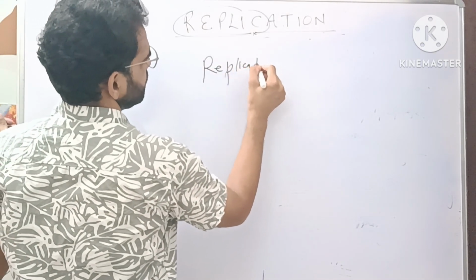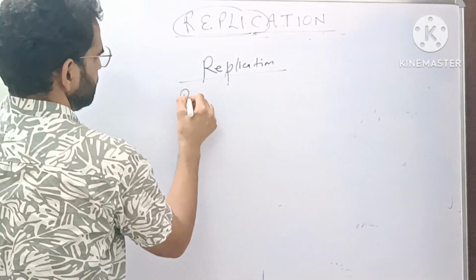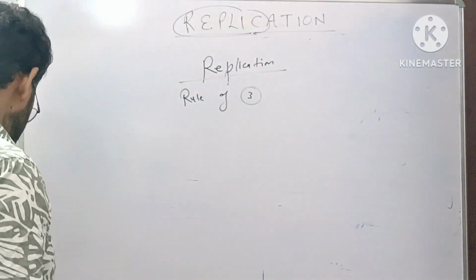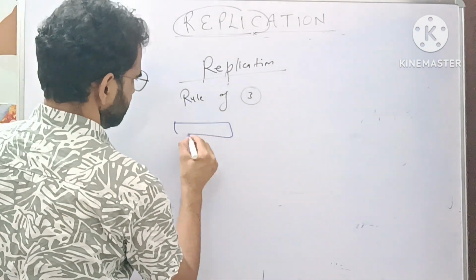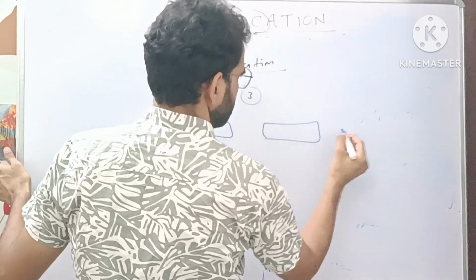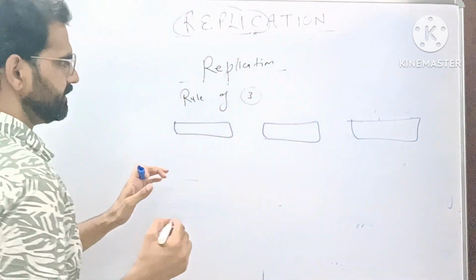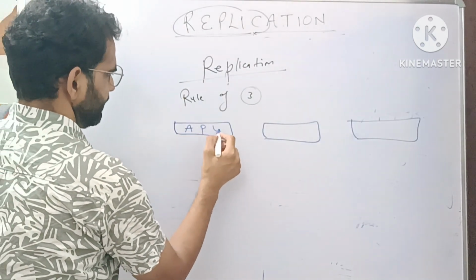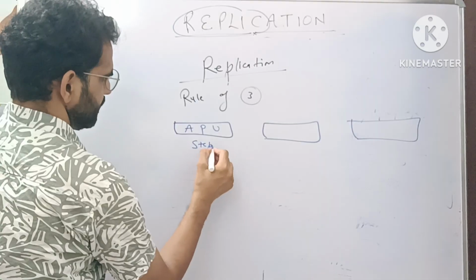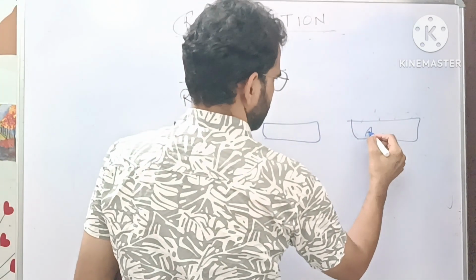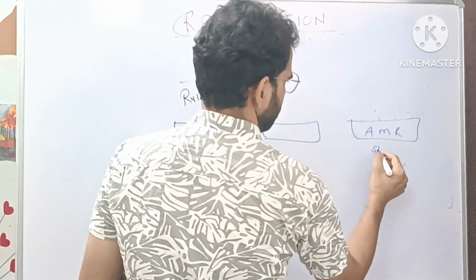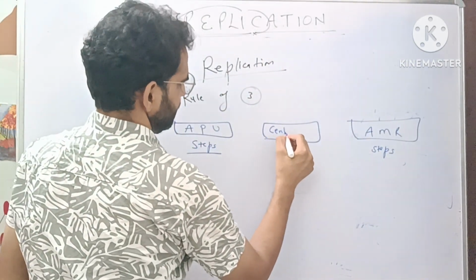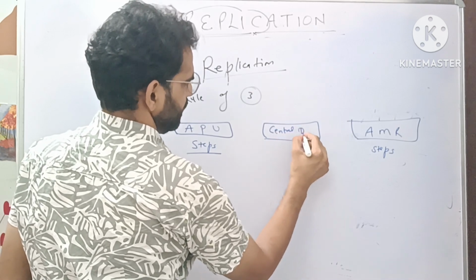Next, we'll discuss the replication rule of 3. Rule of 3 means there are total 9 steps which are divided into 3 parts. First 3 are APU, these are the 3 steps, and last 3 are AMR steps. And in between, in the center, we have central dogma.